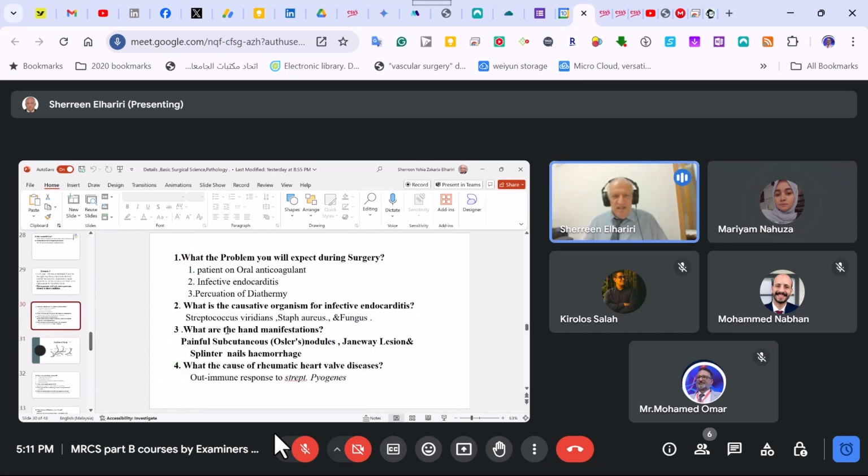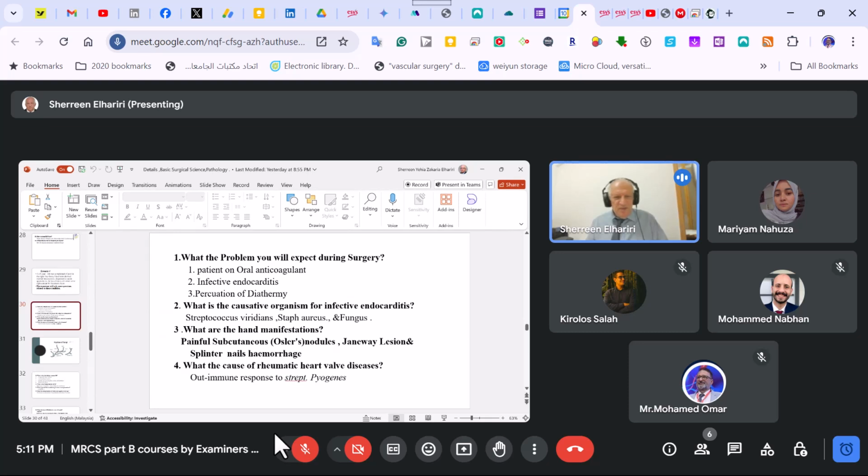Fungus. All right. So what are the hand manifestations of infective endocarditis? So there are splinter hemorrhages in the nail, Janeway lesions, and Osler's nodes in the subcutaneous tissue.